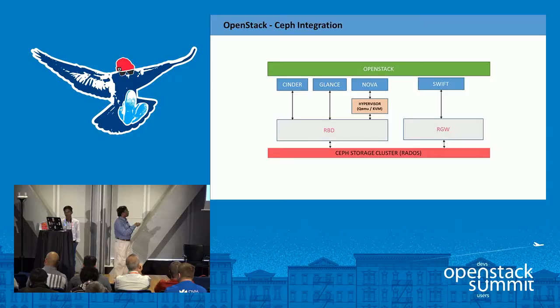Coming to Nova. Nova is the compute service which will spawn VMs, manage VMs and attach volumes using the hypervisors. So Nova talks to hypervisors, and the backend is RBD. Again, all the volumes will be in RBD, and coming to the storage here.